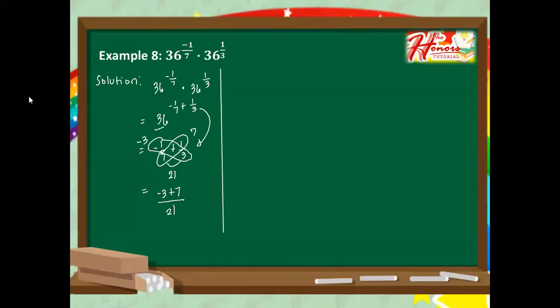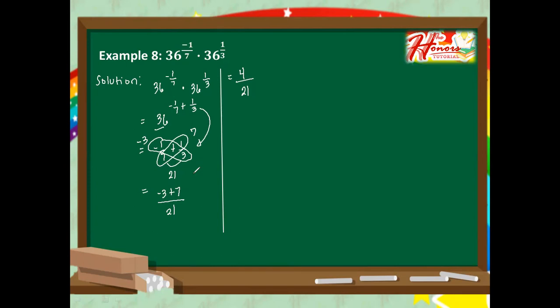So negative 3 plus 7, that is equal to positive 4 over 21. Why is it positive 4? It is because when you combine a negative and a positive number, you have to subtract the numbers and copy the sign of the larger number.